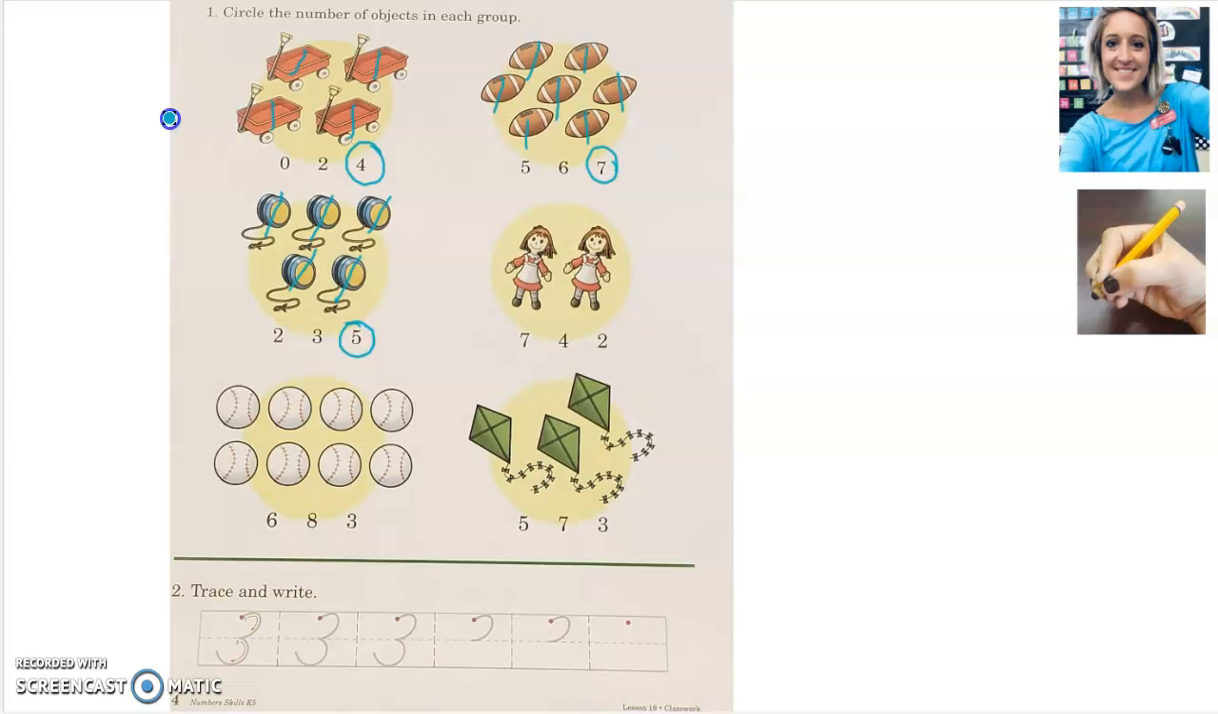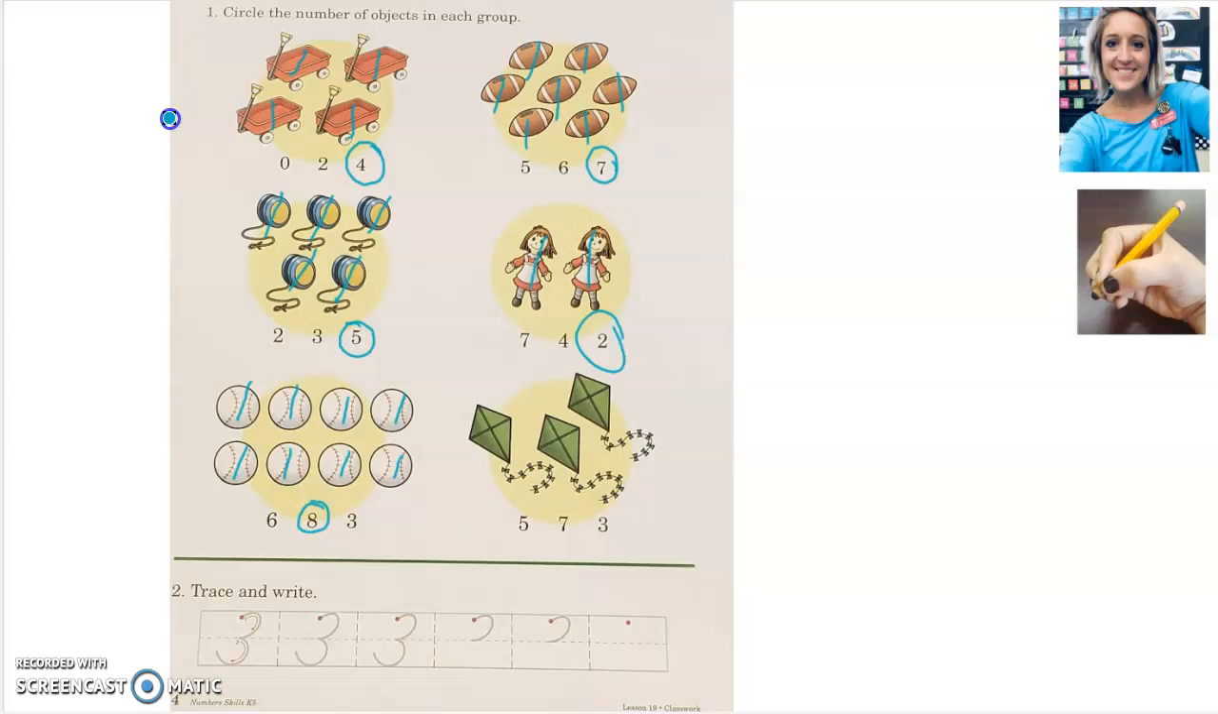Good. Let's look at the dolls. Ready? 1, 2. So find the number 2 and circle it. Good. Right here. Count the baseballs. Ready? 1, 2, 3, 4, 5, 6, 7, 8. Which one is the number 8? Circle it. Good job. Last one.